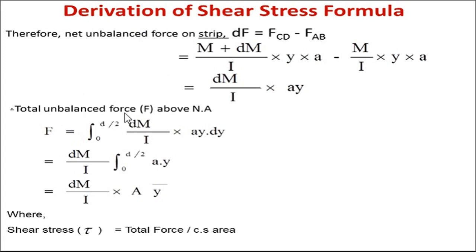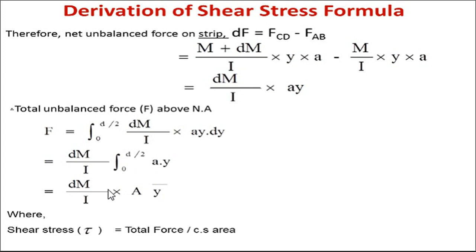Now to find the total force acting above the neutral axis, you have to consider the area above the neutral axis, that is from 0 to d by 2, because the total depth is d. So the distance from the neutral axis will be 0 to d by 2. If you integrate over 0 to d by 2, you will get the total force F acting over the strip.